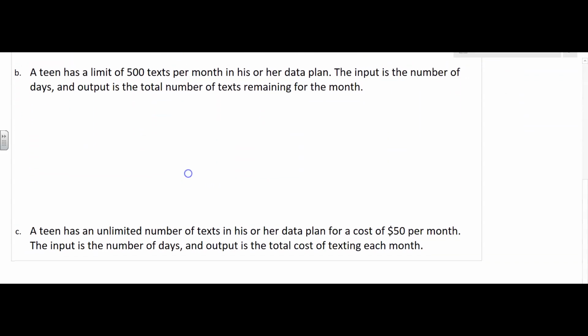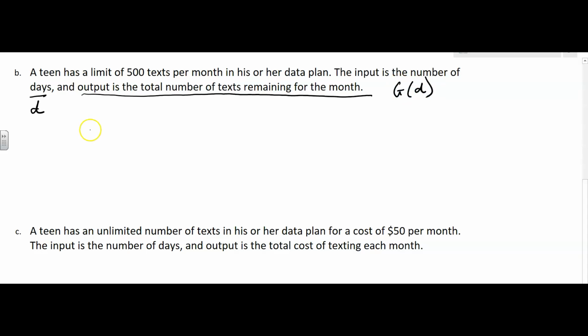A teen has a limit of 500 texts per month in his or her data plan. The input is the number of days, so I'm going to say D for days, and the output is the total number of texts remaining for the month. So let's call this G of D. That's how many texts you have left. You've got your cap of 500, okay? So G of D is equal to, I've got 500 to start with, right? So if no days go by, I've got 500 texts I can send, minus, and then if the teen is sending 60 every day, it's going to be 60 times D, right? So after day 1, now there's only 440 texts left. After day 2, there's only 380 texts left, and so on and so forth.